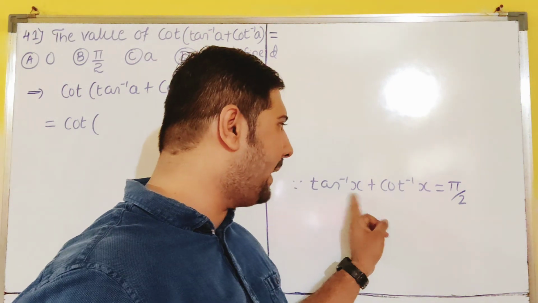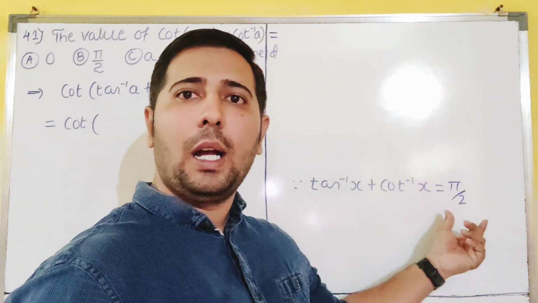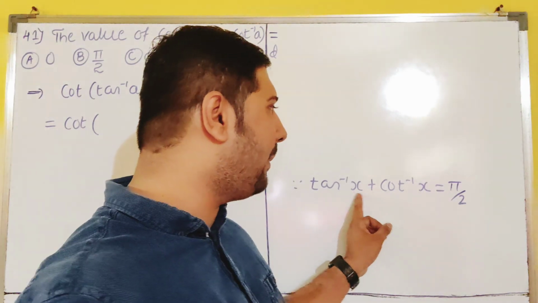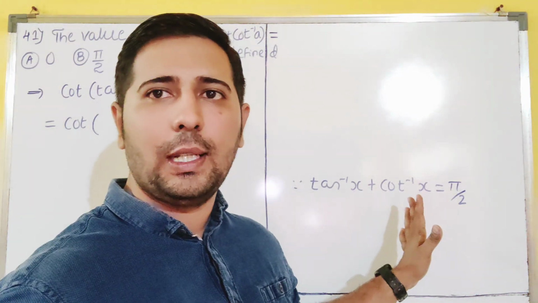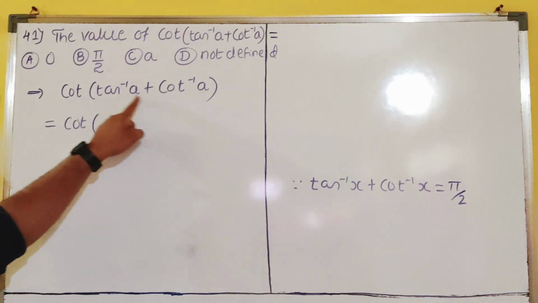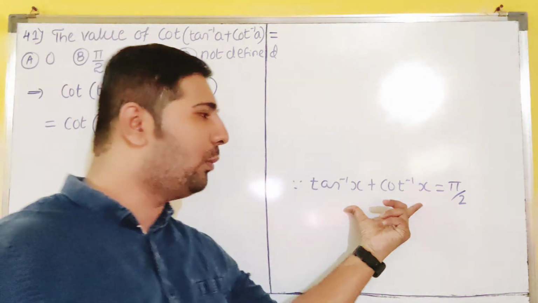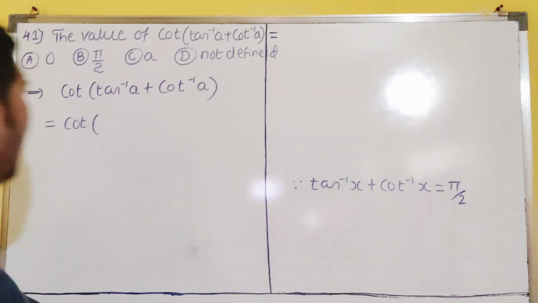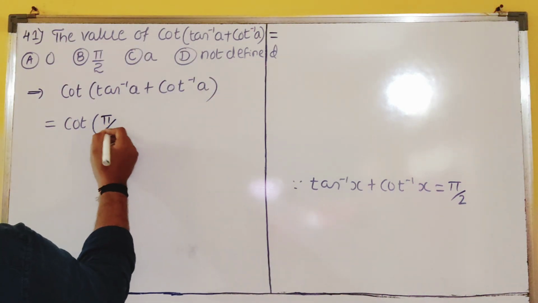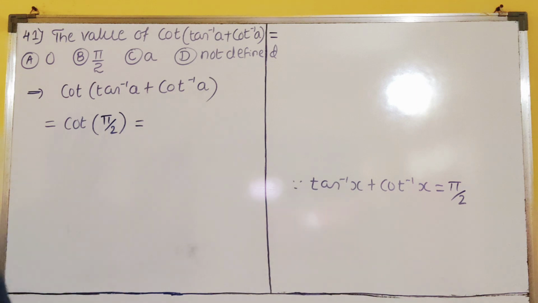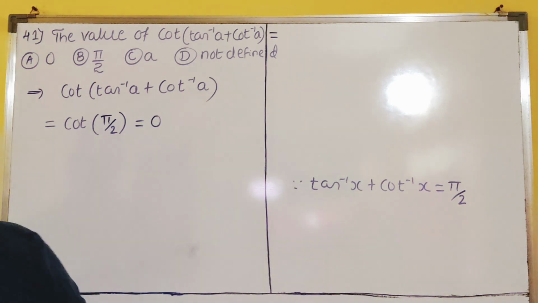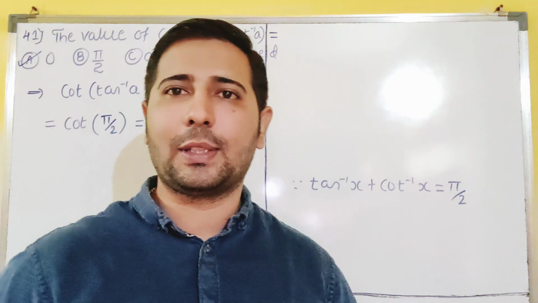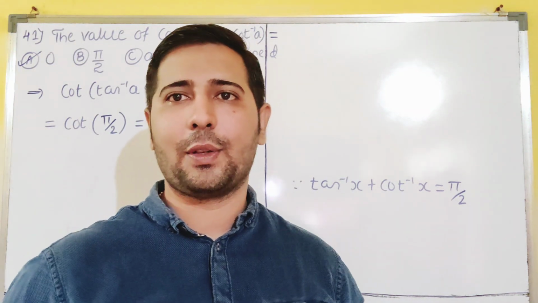So by changing the variable, our formula will not change. So here, tan inverse A plus cot inverse A, both are the same. Tan inverse A plus cot inverse A is how much? Pi by 2. What is cot pi by 2? Cot pi by 2 is 0, dear students. So our option is A, dear students. A for awesome. Awesome is our answer. So we'll go for the next question.